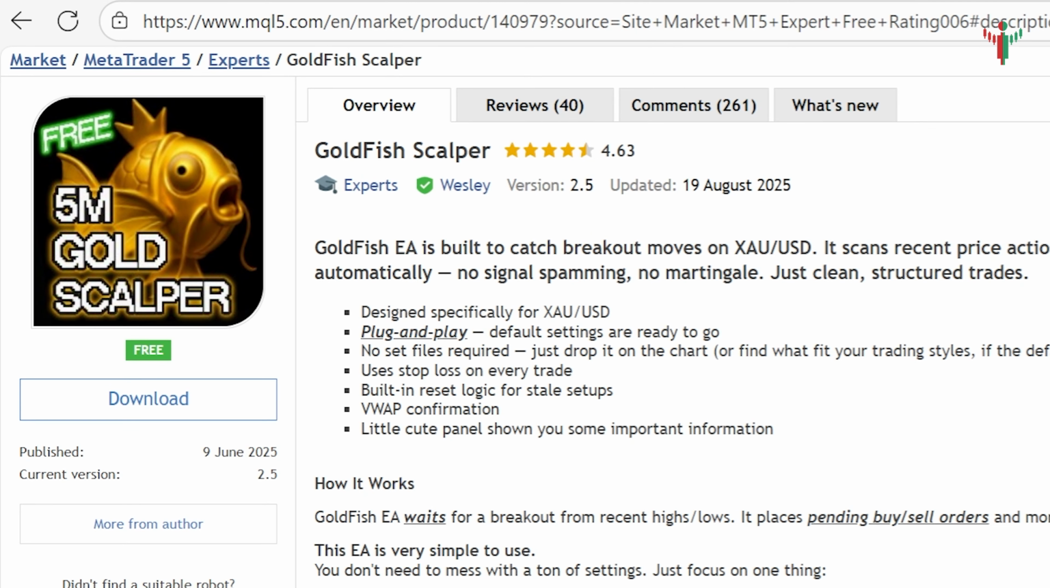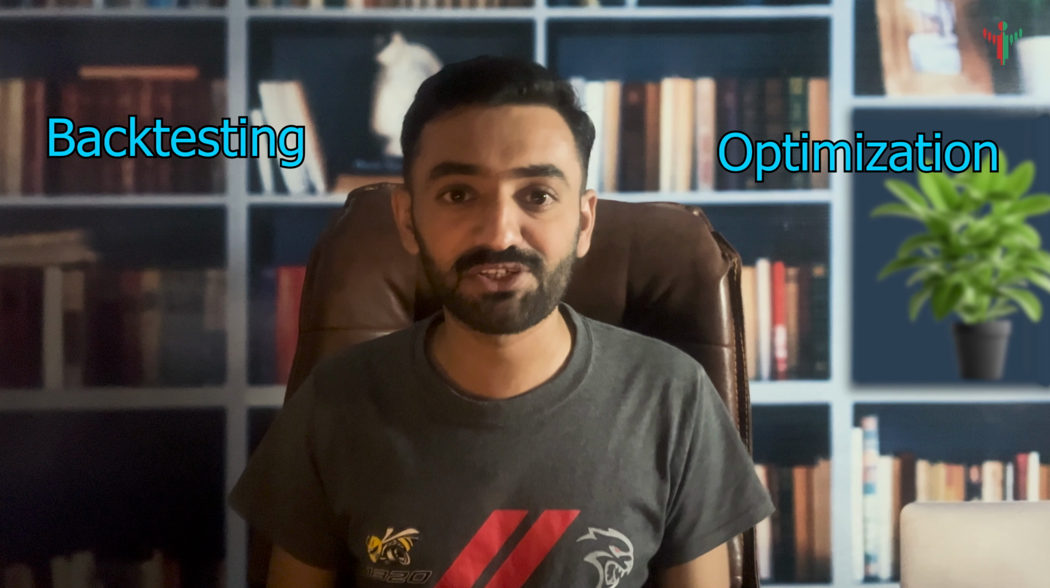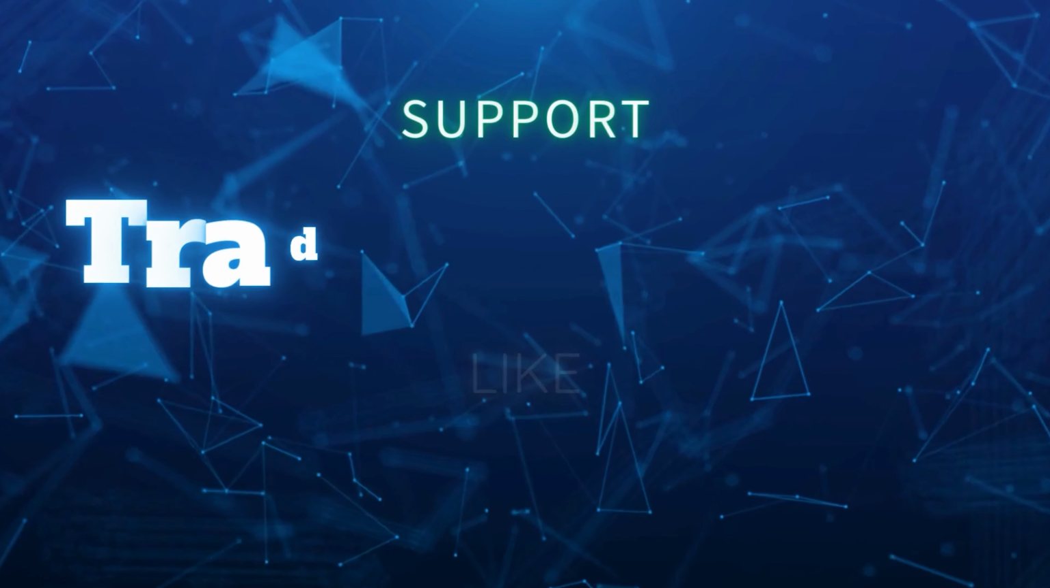I have done backtesting and optimization of the Gold Fish Scalper on the Gold 5-minute time frame because here you can see on the screen the developer clearly mentioned this is designed specifically for XAUUSD. But I decided to do its backtesting and in-depth optimization on the GBPUSD. Without wasting any time, let's begin.